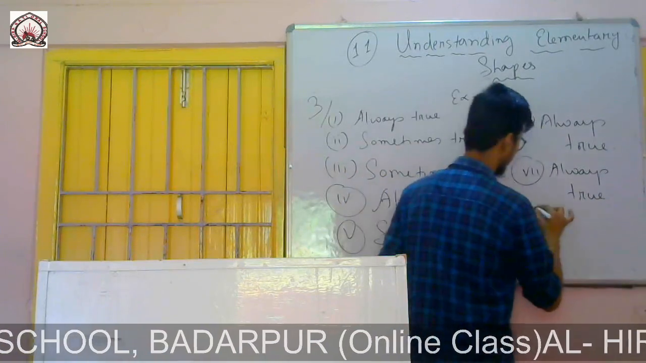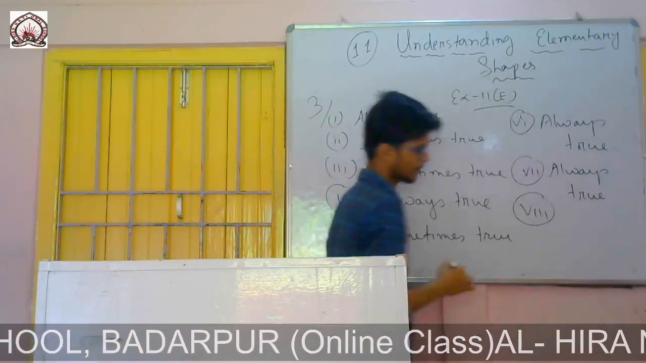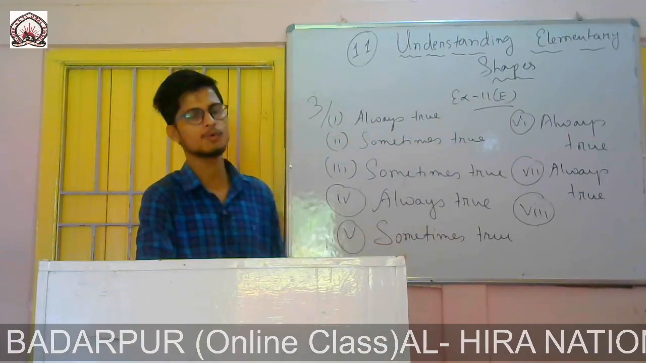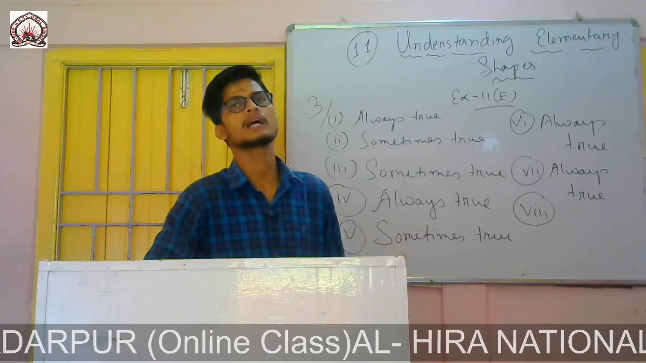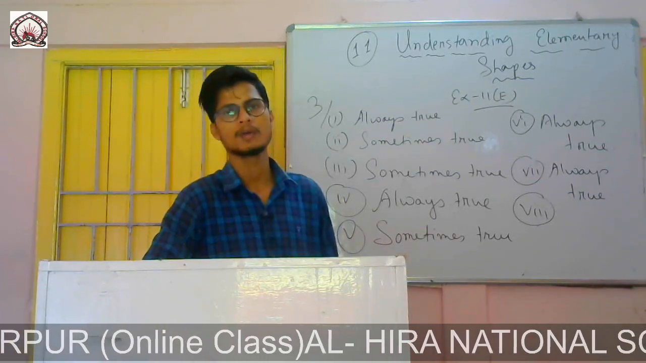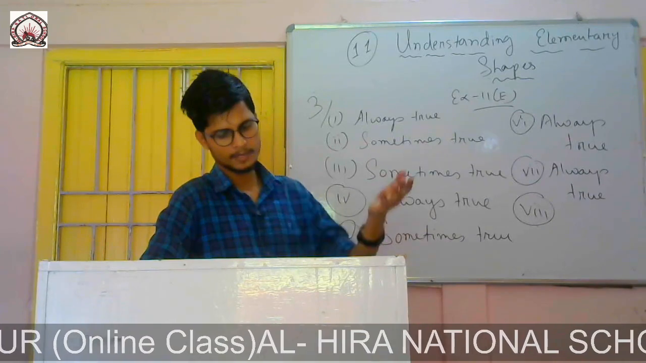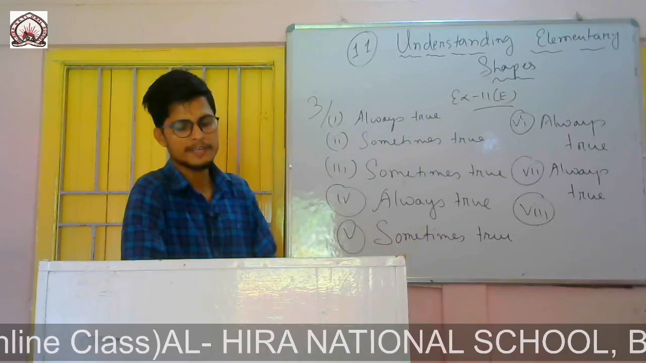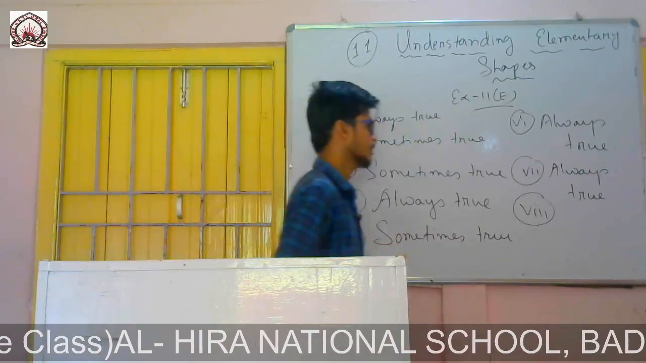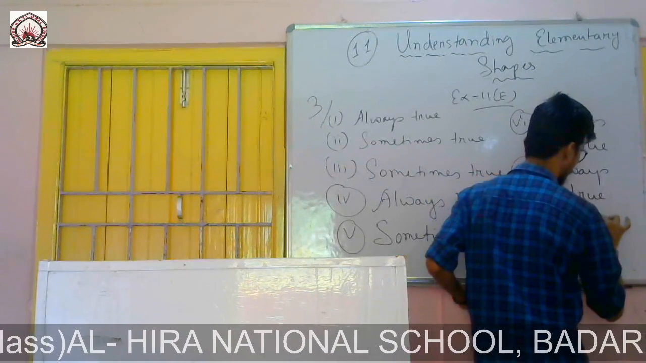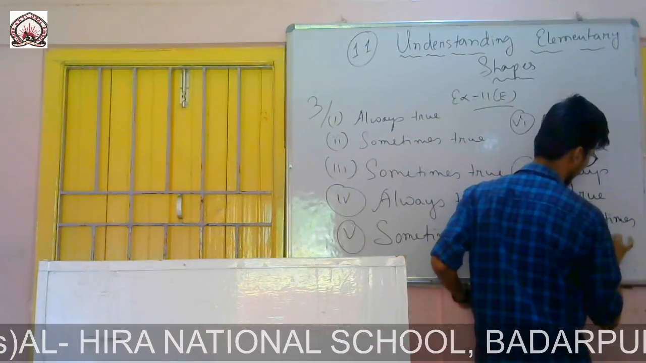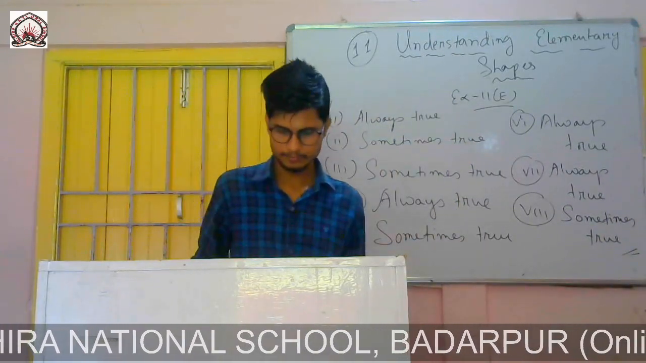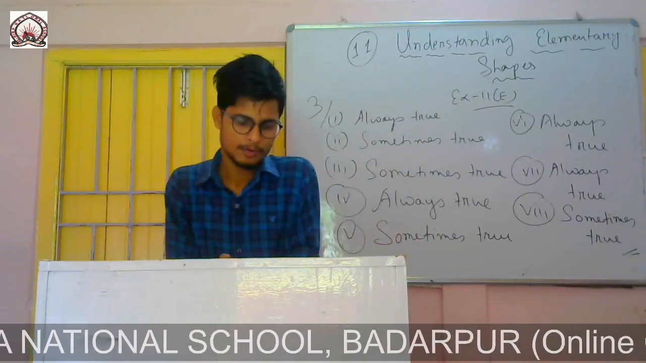Then Roman number 8. Four-sided plane figures are parallelograms. A four-sided plane figure may be a trapezium also. It may be a square also. It may be a rhombus also. So it may not always be a parallelogram. So I will write it as sometimes true.